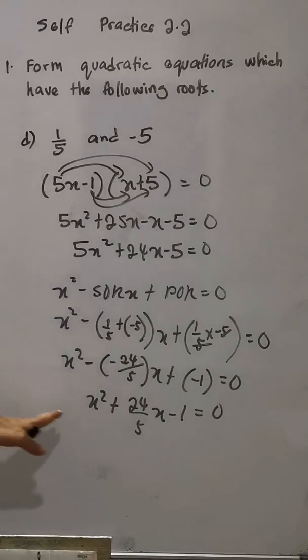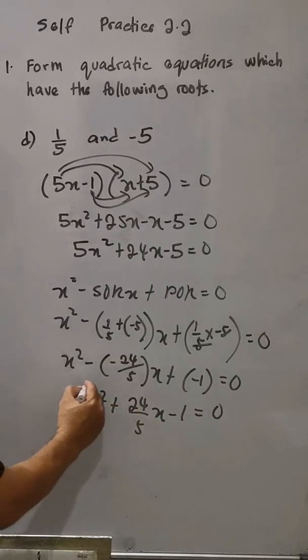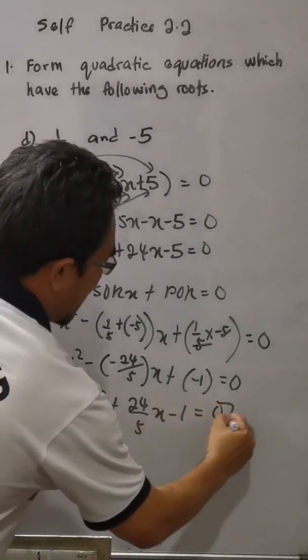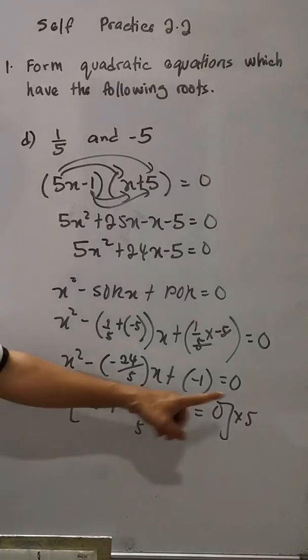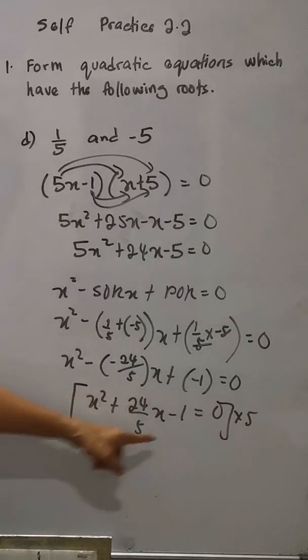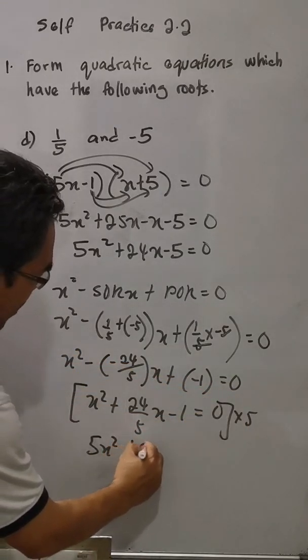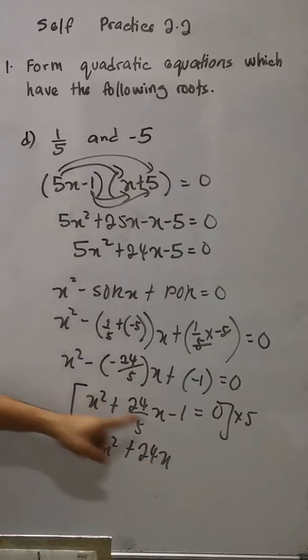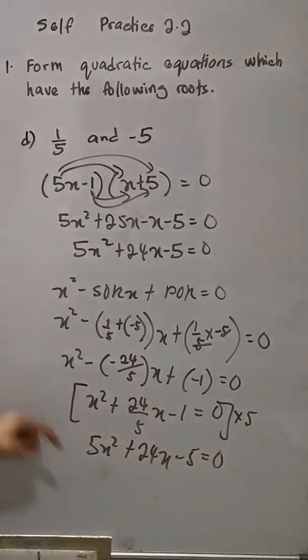But then, if you have an equation which involves a fraction, you multiply by the denominator. That means you multiply everything by 5. So x squared times 5 becomes 5x squared. 24 over 5 times 5, the 5 and 5 cancel, so we have 24x. Negative 1 times 5 is negative 5. So, equal to 0. So it becomes like this. Okay.